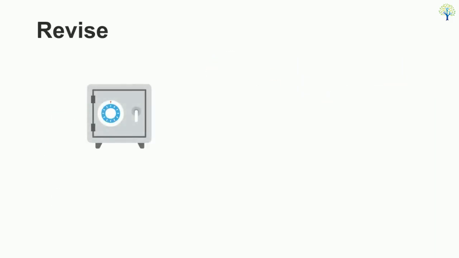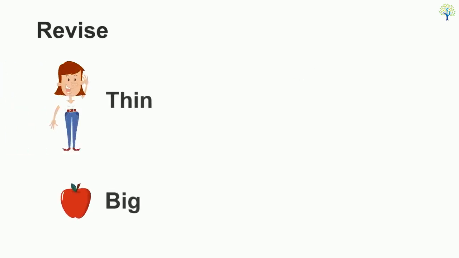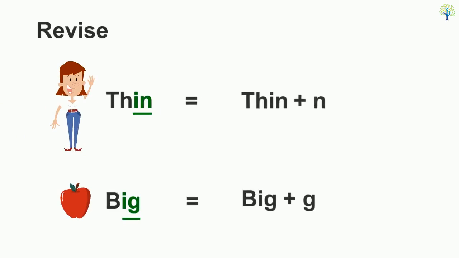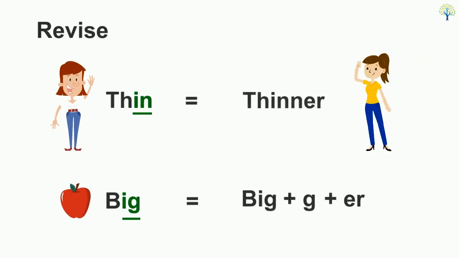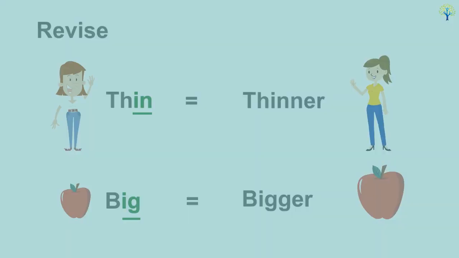Add "r" to a word which ends with "e", such as safe, to compare two nouns. For example, safe becomes safer. If the word ends with a vowel and a consonant, like thin or big, then double the consonant and add "er" to the word. Thin becomes thinner, and big becomes bigger. Let's see how other comparative words are formed.